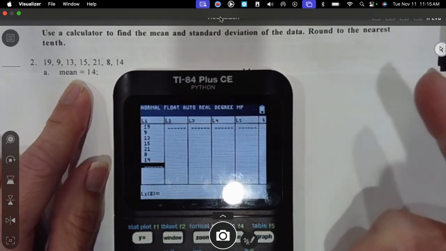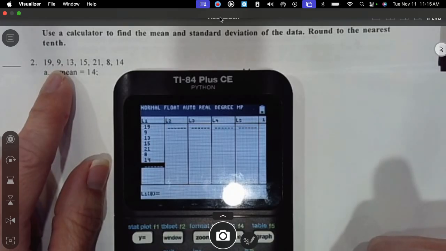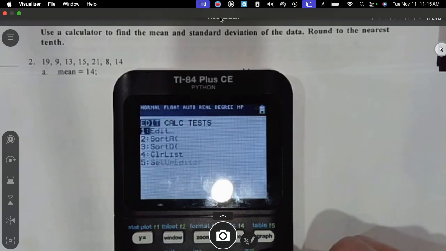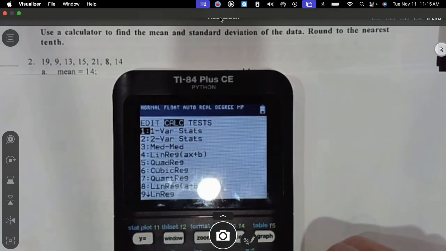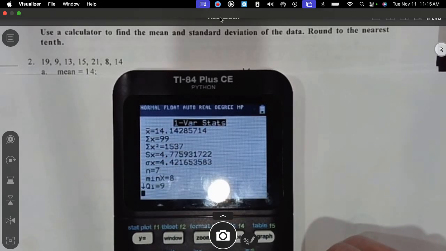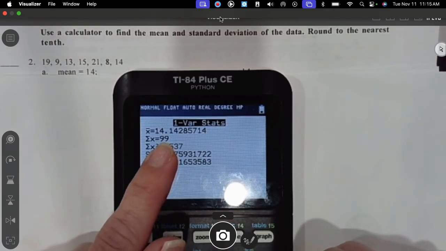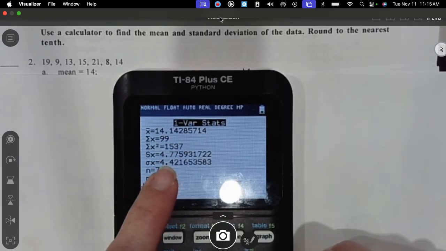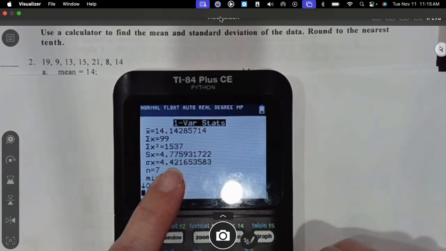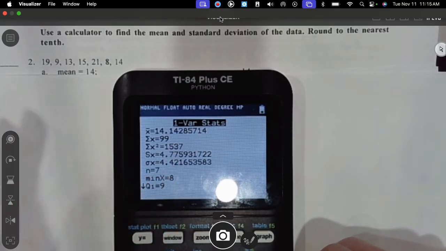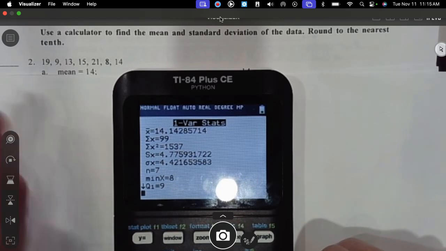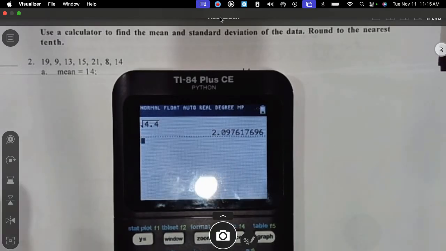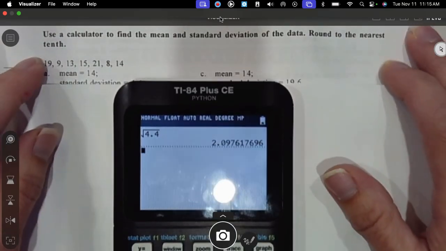Okay, so you put it all in your stat: 19, 9, 13, 15, 21, 8, 14. Then you go to stat, calculate, one variable statistics. What is your mean? It's 14.1. That's the x bar. What is your variance? 4.4. How do you find standard deviation from 4.4? You square root 4.4. So watch. I'm going to do the square root of 4.4, and my standard deviation would be 2.1.